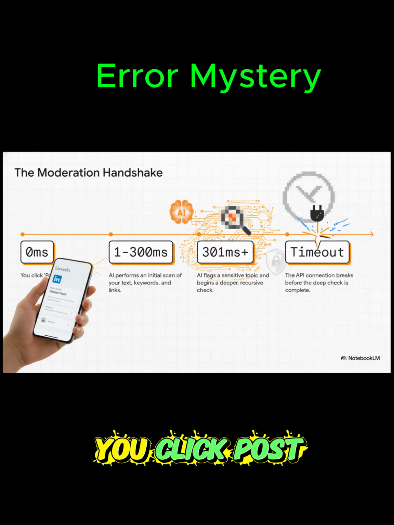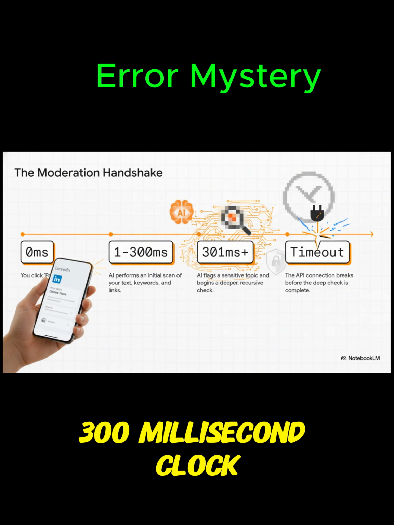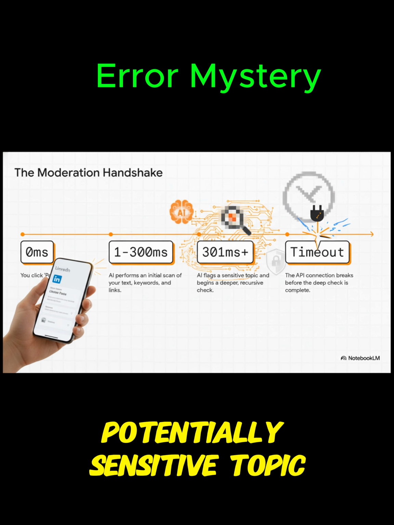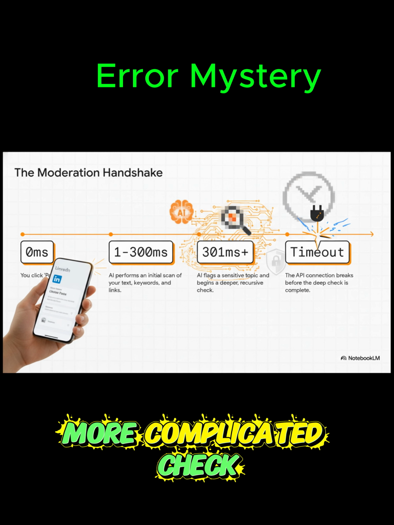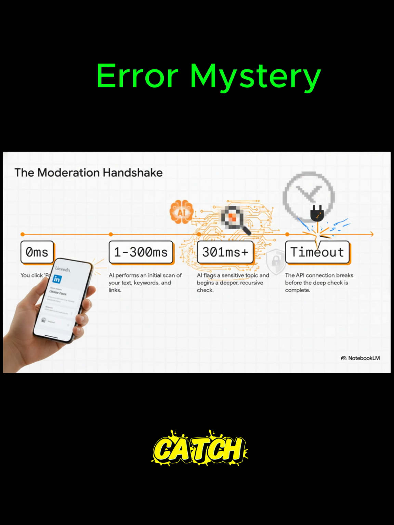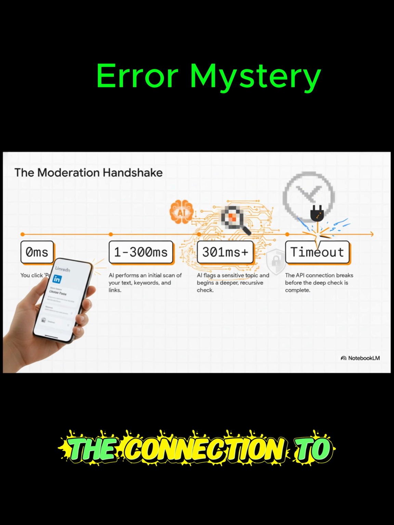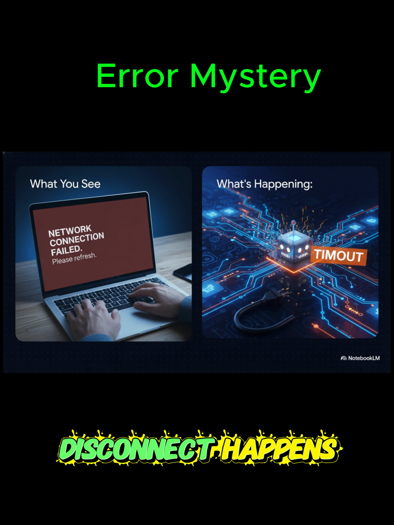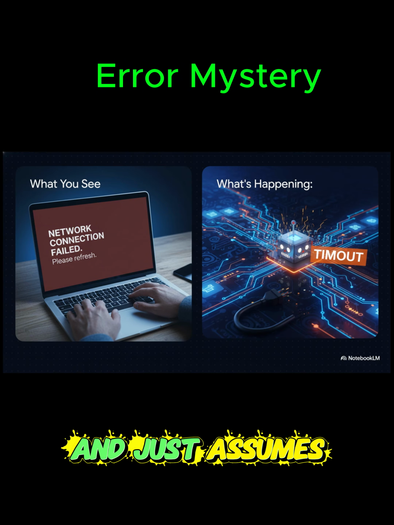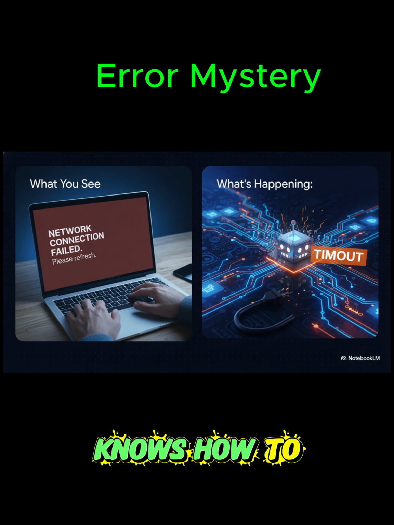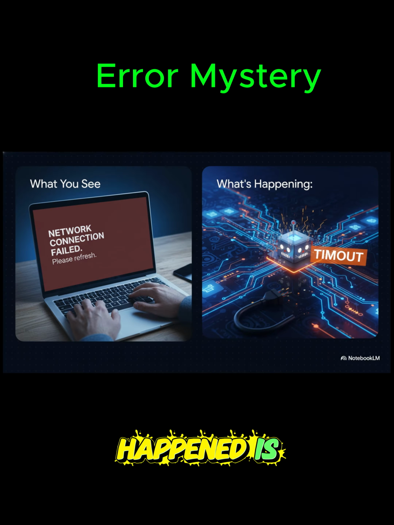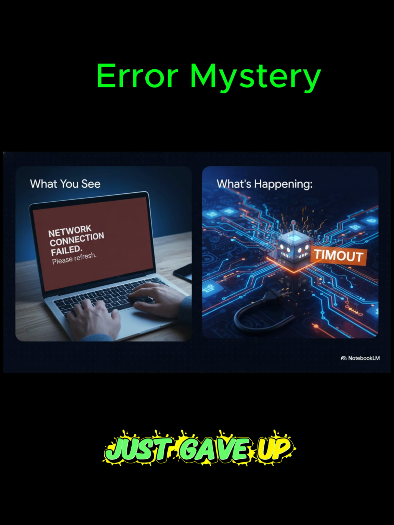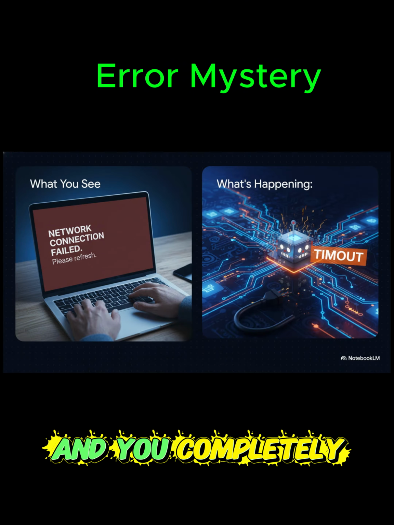So this whole process is something we can call the moderation handshake. The very instant you click post, that 300 millisecond clock starts ticking. If the AI's initial scan flags a potentially sensitive topic, it immediately kicks off a much deeper, more complicated check. But here's the catch. If that deep dive takes too long, the connection to your browser just times out. And this is where the big disconnect happens. Your browser sees that timeout and just assumes it's a network failure. That's all it knows how to say. But behind the scenes, the moderation system couldn't make a decision fast enough, so it basically just gave up, leaving your post in purgatory and you completely in the dark.